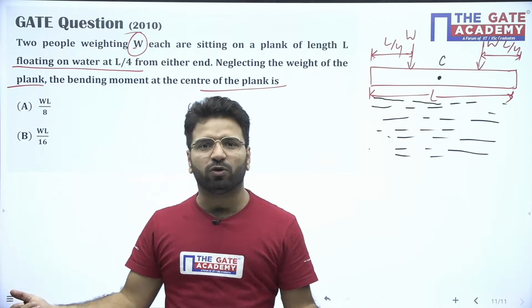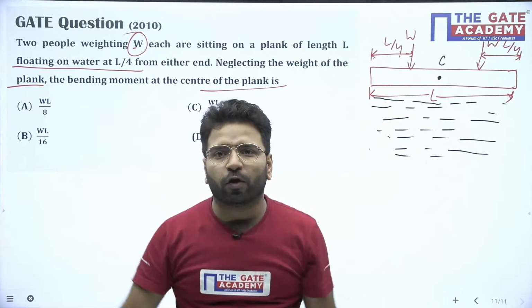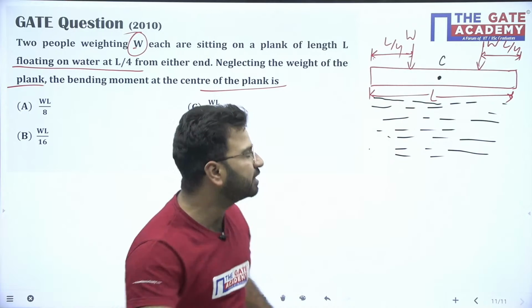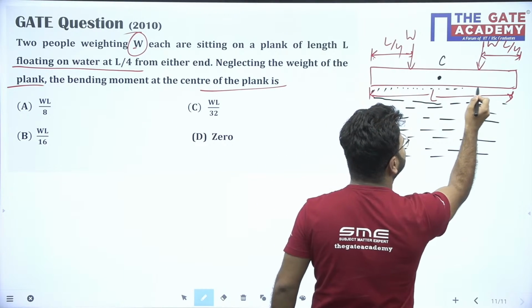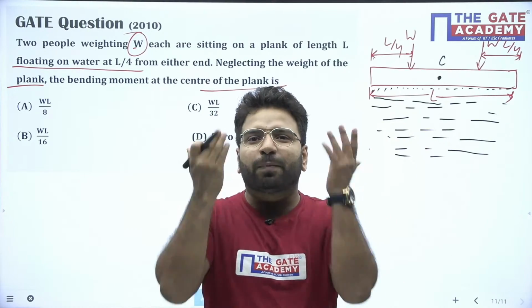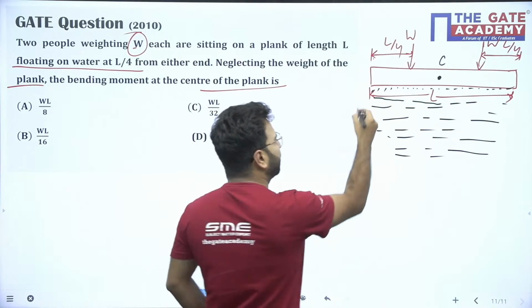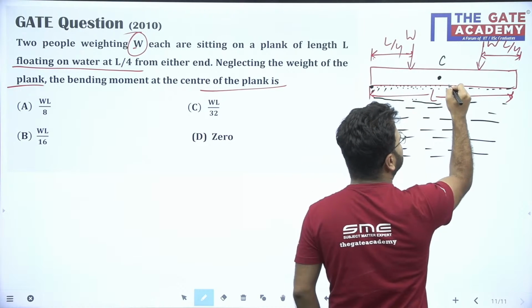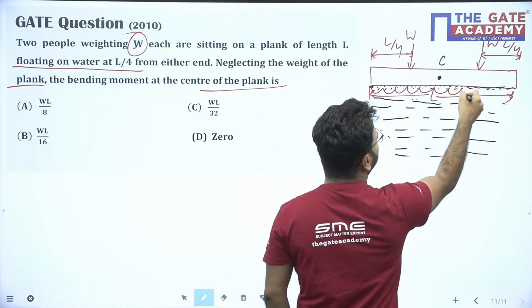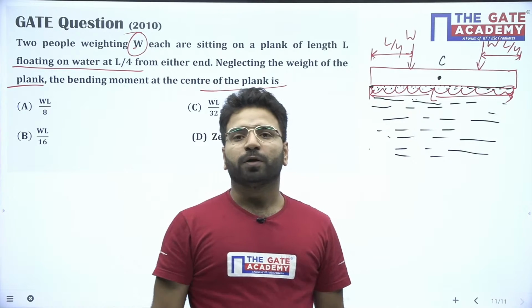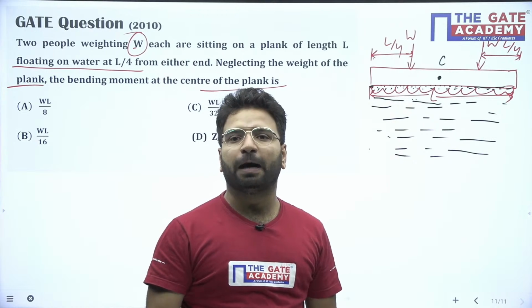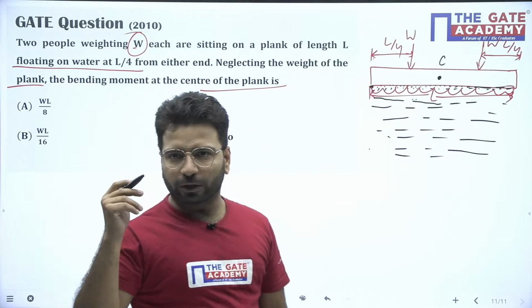Now common sense says that if the wooden plank is floating on the water, the water will apply some upward force on it. The water will be the same everywhere, this and this, everywhere. So what type of loading will the water create? If every point is subjected to the same load, this loading is called UDL. It means the water will produce an upward force that will be a UDL.